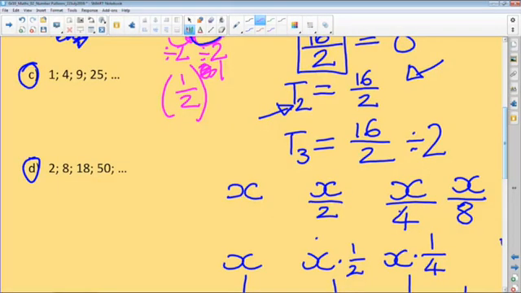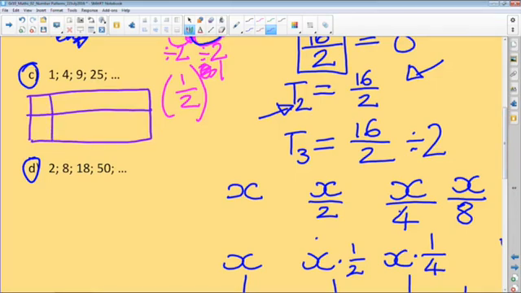So, the first one, I'm going to draw a little table over here because we won't need too much space. It's actually quite an easy number pattern once you see it. So we've got term 1, term 2, term 3, term 4. And they are equal to 1, 4, 9, and oh dear, I made a mistake. That should have been 16.